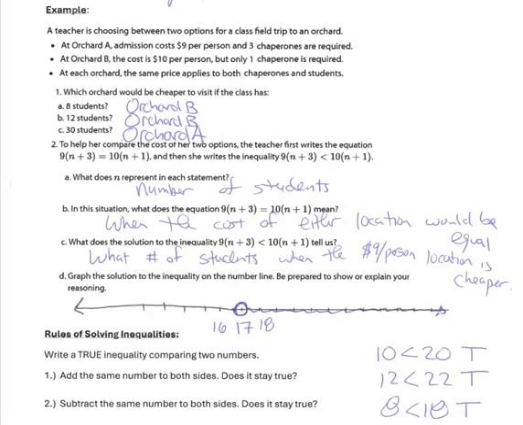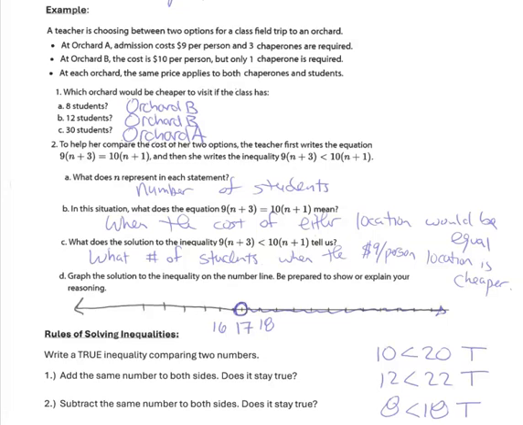So here's the situation. It's talking about a teacher trying to figure out where to do their field trip, whether it's going to be Orchard A or Orchard B. It seems like a common sense thing. One of them is only $9 and one is $10 per person. Obviously go to Orchard A. But there's a catch. Orchard A, you have to have 3 chaperones, and Orchard B, you only need to have 1. Maybe Orchard A has a river that goes through it and they require more adults to be there so that nothing's going to happen to the kids. So you have to account for that.